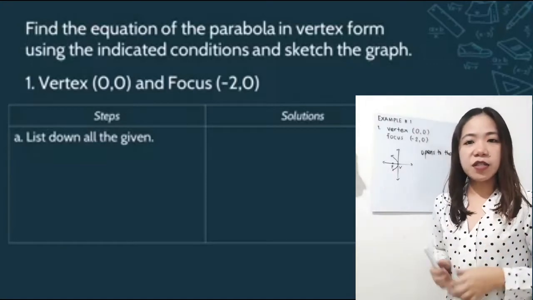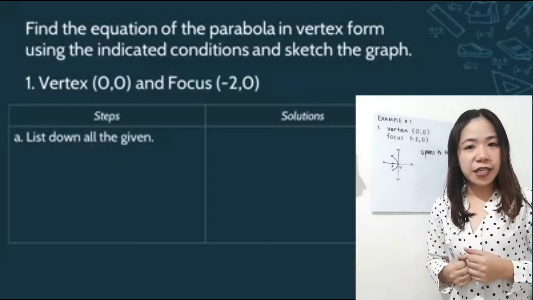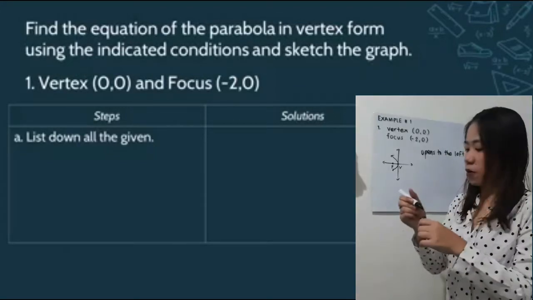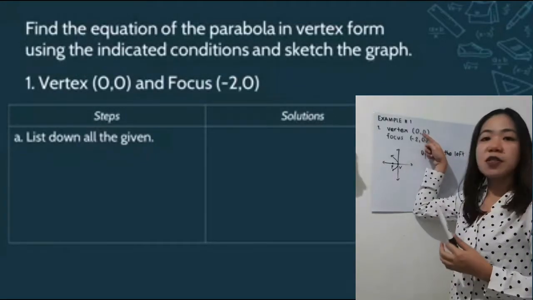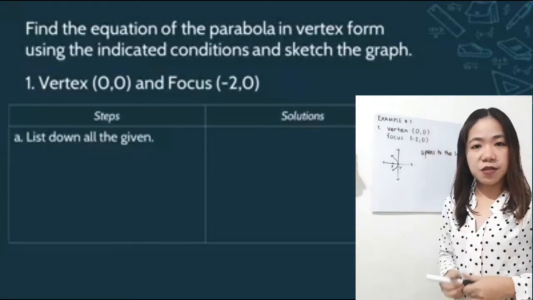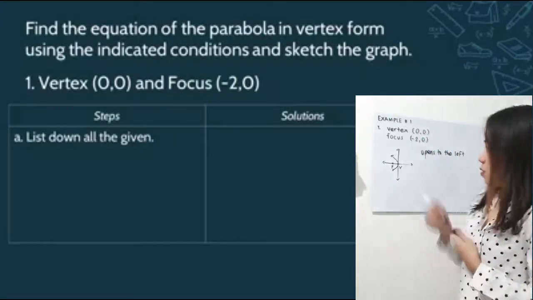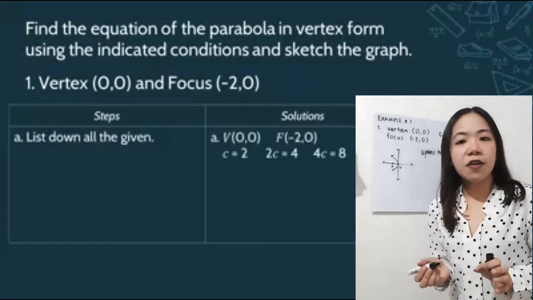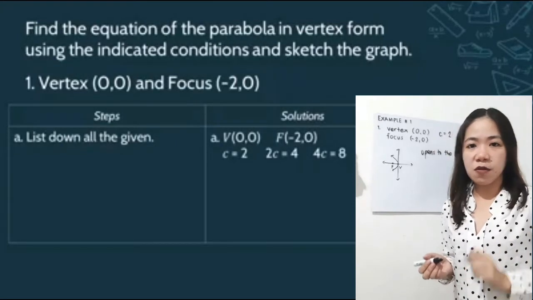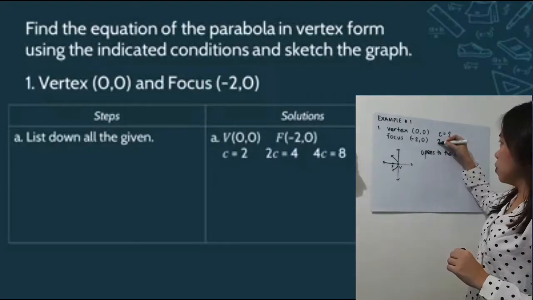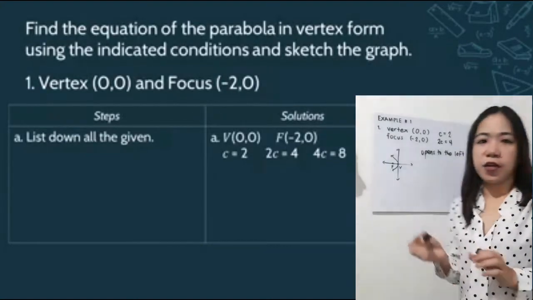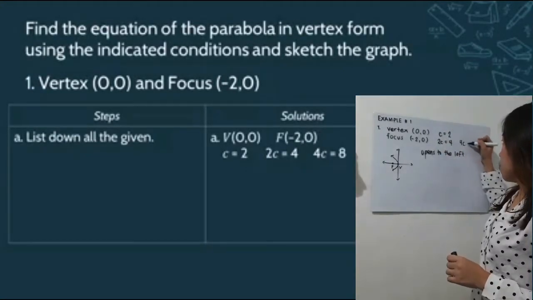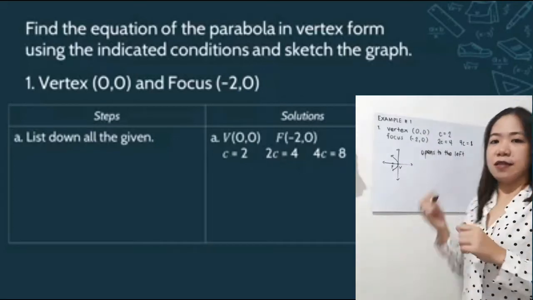Okay, based on the given, the vertex and the focus, we can also identify the value of c. What is the value of c? Even without graphing, we may just look at the distance from (0, 0) to (-2, 0), and that is 2. So we have here c is equal to 2. Later on, we'll be needing the value of 2c. So let's write that 2c is 2 times 2, that is 4. And finally, we'll also be needing 4c. So 4c is 4 times 2, that is 8.